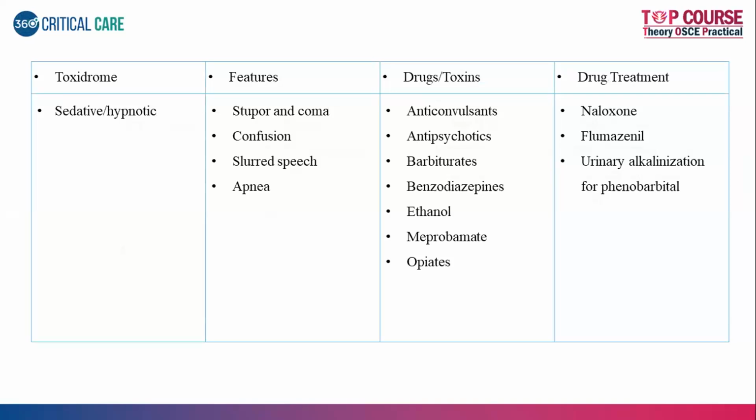Now next comes your sedative hypnotics. So you have your benzodiazepines, barbiturates, anticonvulsants, antipsychotics. So all are included in your sedative hypnotics. So usually the patient presents with stupor and coma, confusion, apnea, and slurred speech. So the drug treatment would be naloxone, flumazenil, and urinary alkalization for phenobarbital.